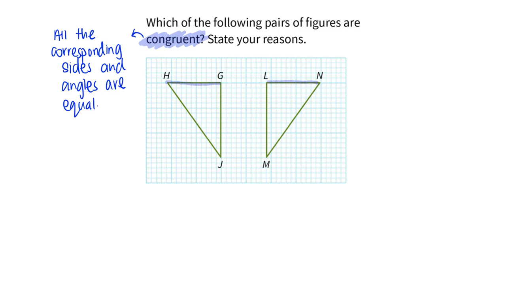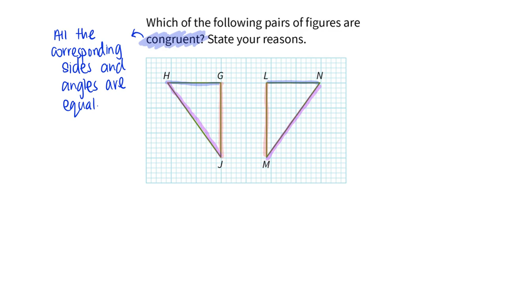So when I look at this particular diagram, I saw that the corresponding sides of GH and LN are the same. GJ, LM are the same. MN and JH are the same. They are equal. And therefore, this is indeed a pair of congruent figures.